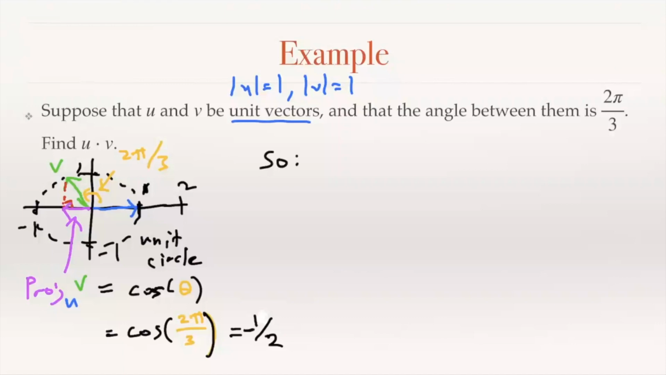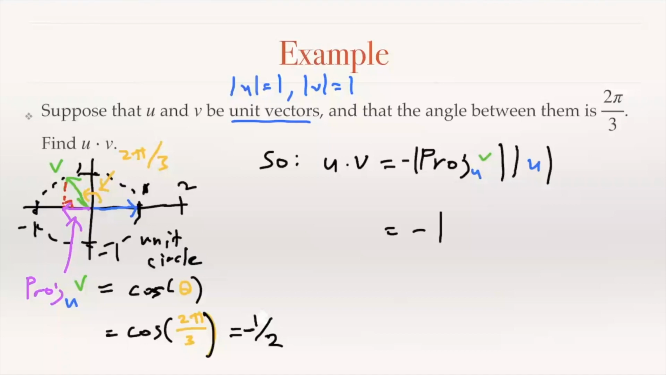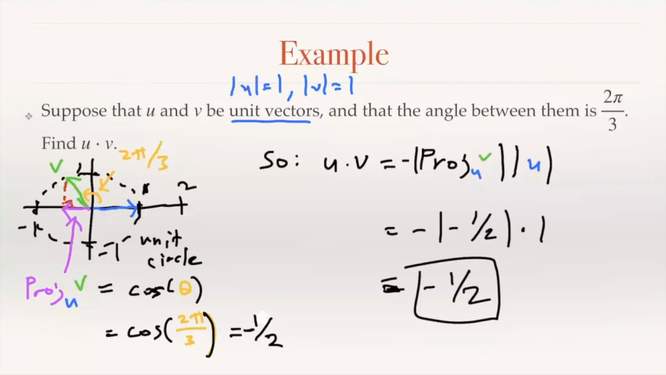So therefore, u dot v is negative that projection of v onto u times the magnitude of u, and that is negative the absolute value of -1/2 times 1, since u is a unit vector. And that is -1/2.